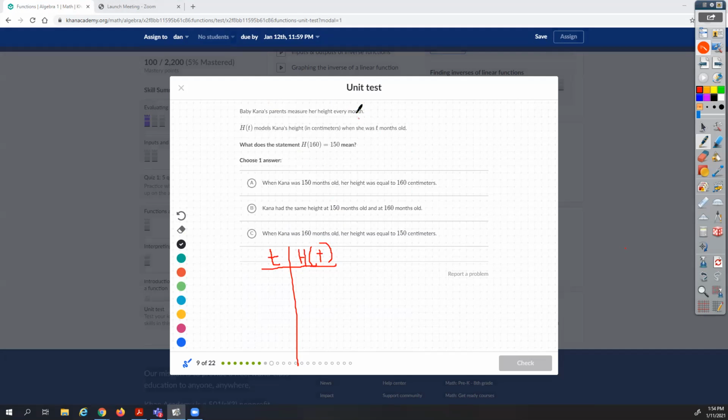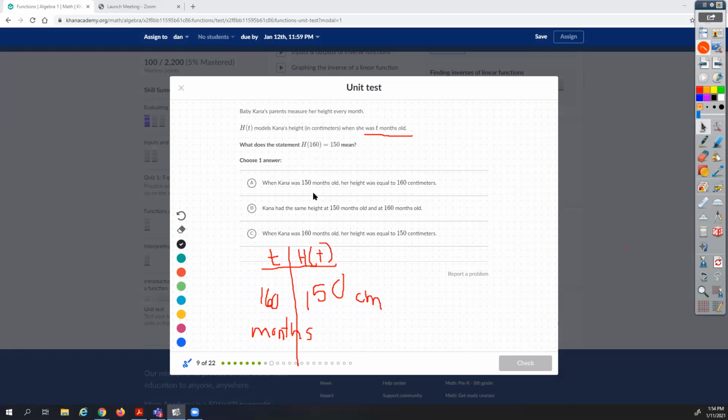All right, every month, H(T) models the height in centimeters when she was T months old. So this is T months old. So this means at 160 months, she was 150 centimeters. Do you guys see that? So at 160 months, she was at 150 centimeters.